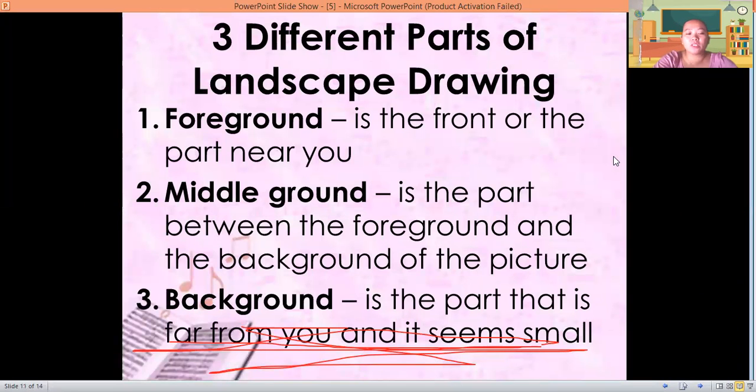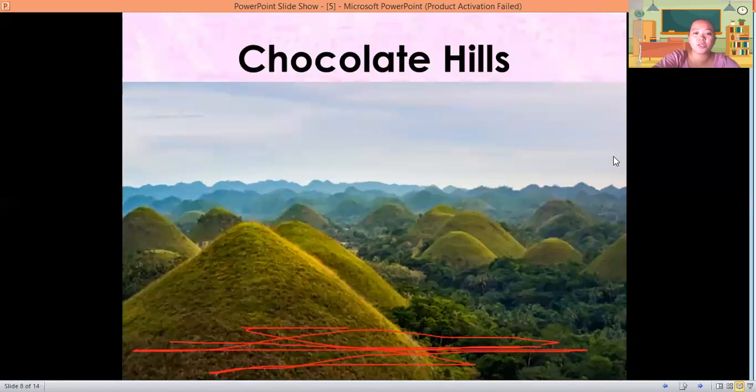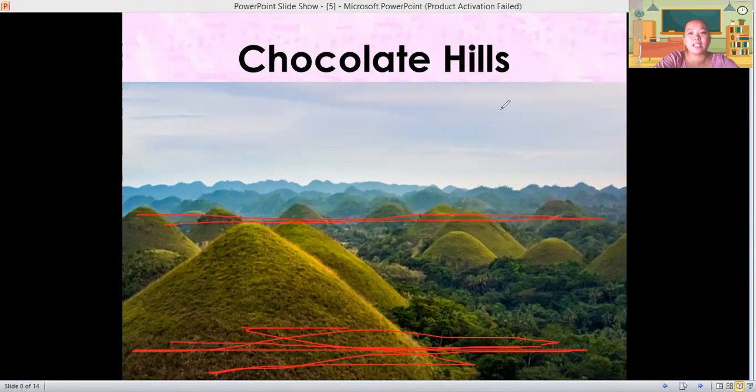Next, what about the middle ground? It is the part between the foreground and the background of the picture. So in our picture here, the middle ground, of course, is in the middle here. That's the middle ground.